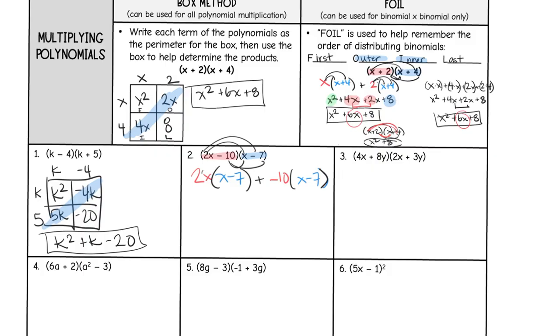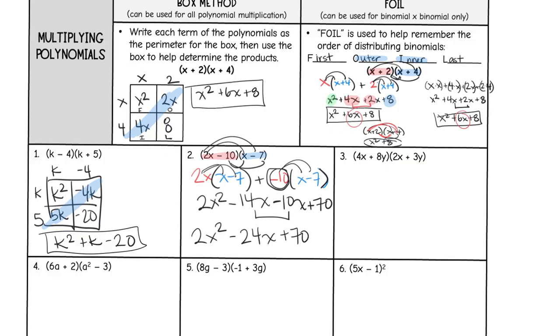So when I get 2x times x, that will be 2x squared. 2x times negative 7 is minus 14x. I'm going to distribute this one. I'm going to make sure I bring with me that negative in front of the 10. So this is going to be negative 10x, and then negative 10 times negative 7 is plus 70. These two are like terms. So 2x squared minus 24x plus 70.